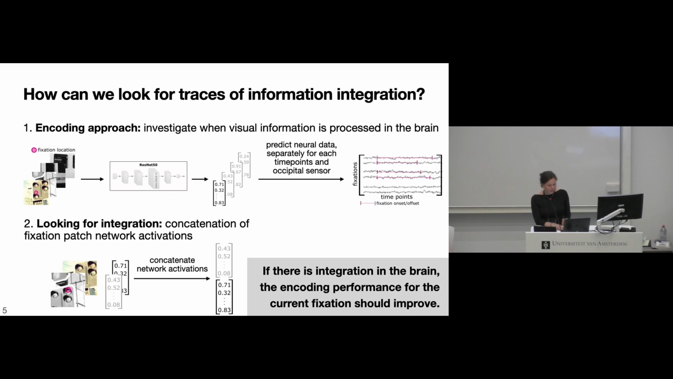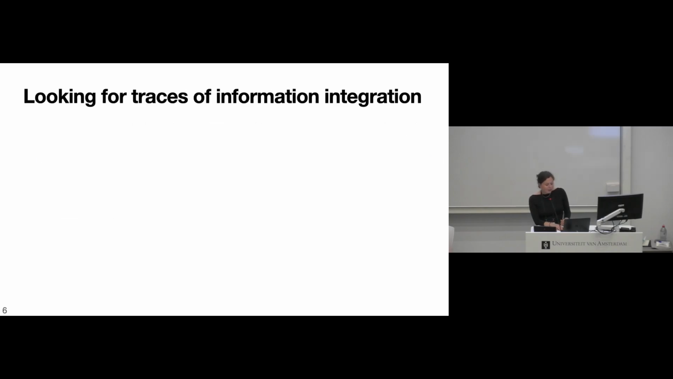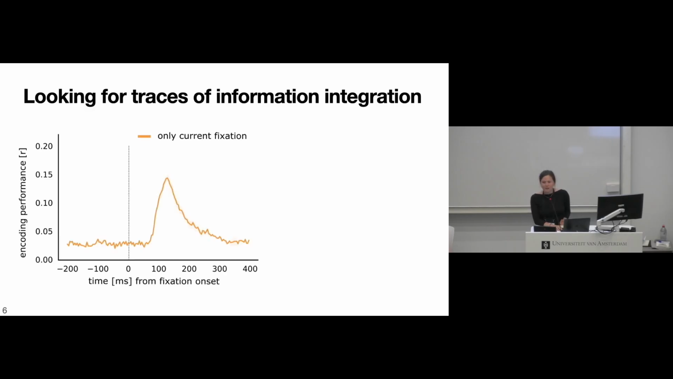Now let's look at some data. As a very first check, we wanted to know if the encoding in the first place works for fixation-specific MEG data. So we fitted encoding models from the network activations of the current fixation patch to predict the corresponding neural response. And it works. We have signal, that's very good. We can encode fixation-specific neural responses from the corresponding fixation patch.